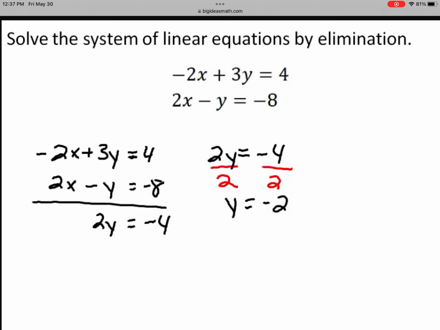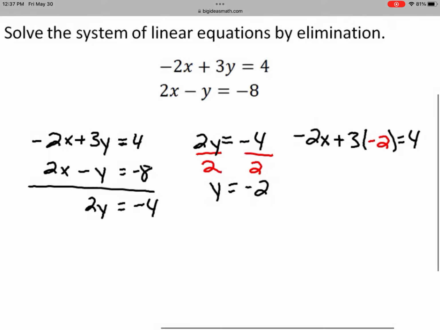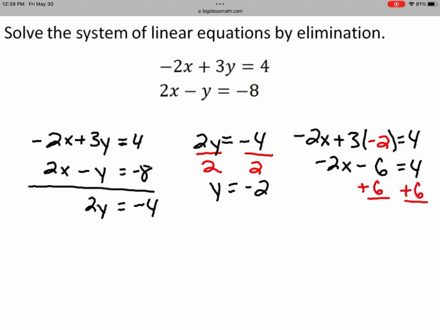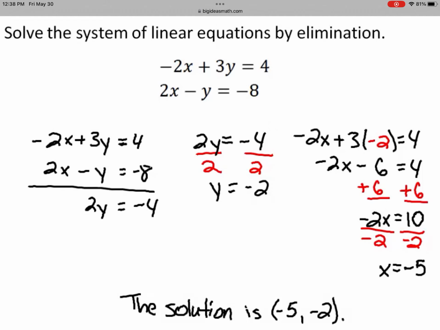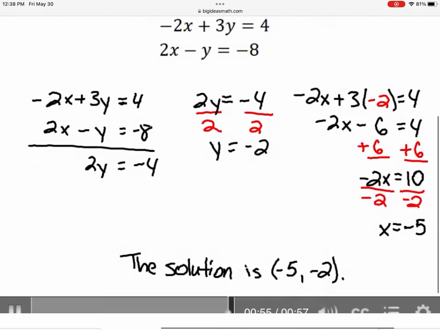Substituting negative 2 for y in negative 2x plus 3y equals 4 gives you negative 2x plus 3 times negative 2 equals 4. 3 times negative 2 is negative 6. Now solve for x by adding 6 to each side, giving you negative 2x equals 10, and dividing each side by negative 2, leaving you with x equals negative 5. So the solution is negative 5, negative 2.